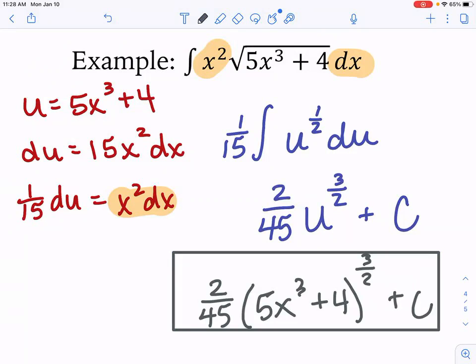Nathan, are you good with what we did here? Yes. Okay. Kylie, are you okay with what we did right here? I just have a question about the 2/45. Okay, so we have 1/15 multiplied to 2/3. Yeah.